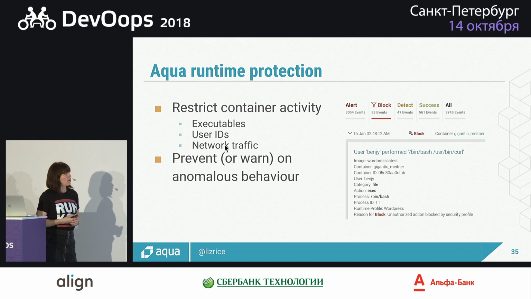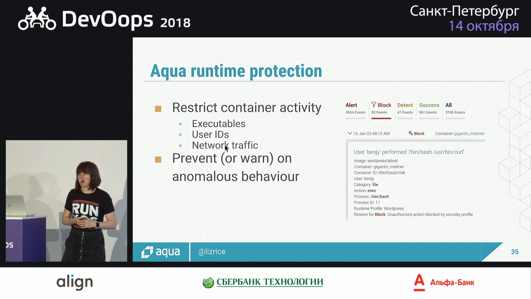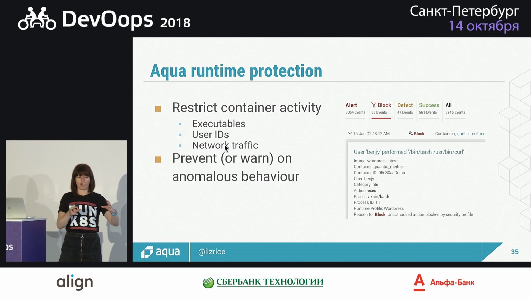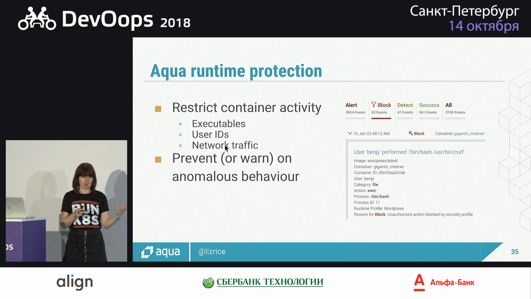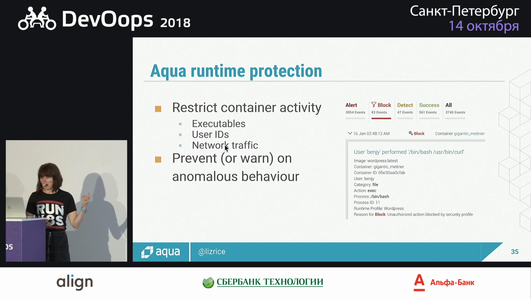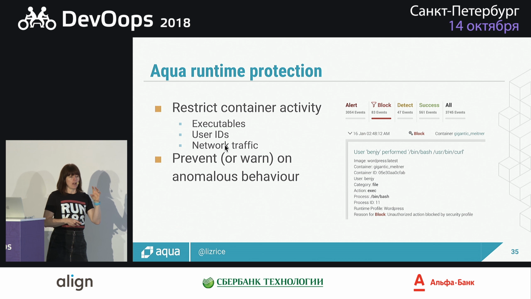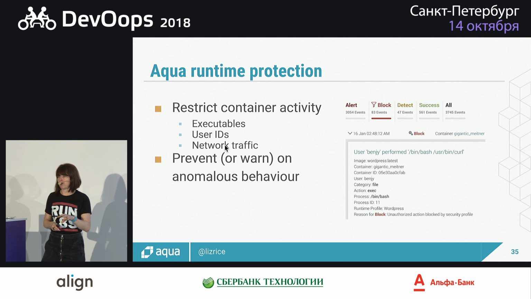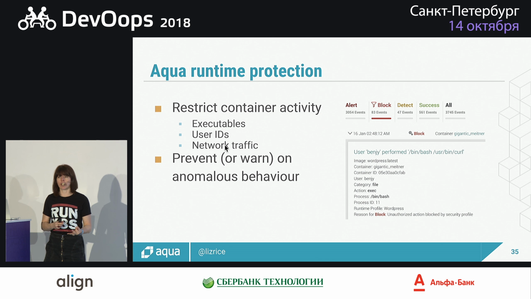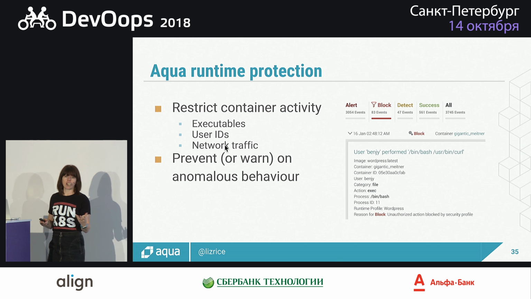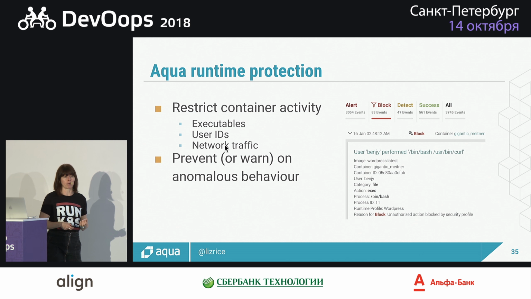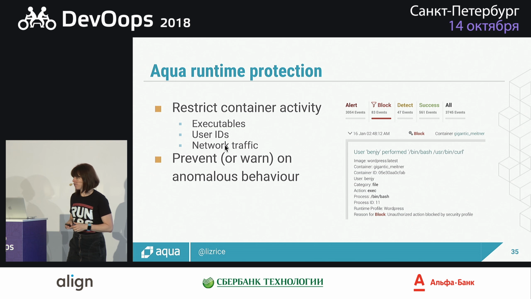Another thing I just want to show you is something that we do at Aqua around restricting container activity. While you can restrict at the system call level and the file access level, that's quite complicated. What we can do with tools like Aqua is define the expected behavior in terms of the executables that are allowed to run, and maybe the user IDs and the network traffic that a particular container image is associated with. And then we can either prevent that behavior from happening or warn if we do something outside of that.